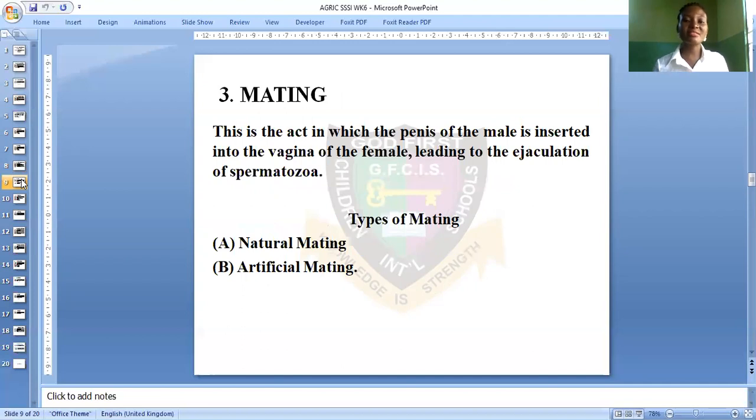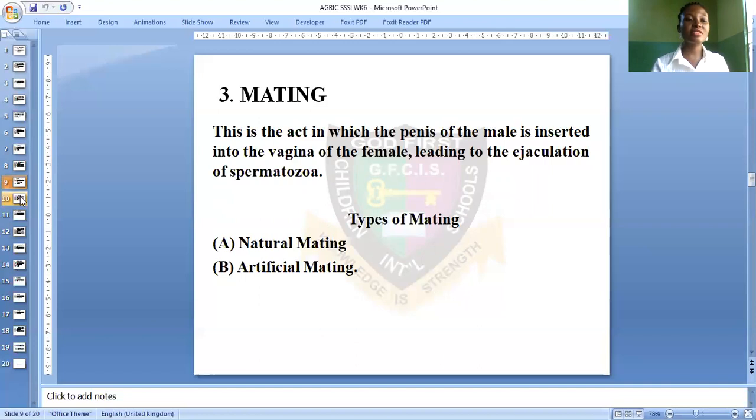The third term is mating. Mating is also called copulating. It is the act in which the penis of the male is inserted into the vagina of the female, leading to ejaculation of spermatozoa. When the penis of the male farm animal is inserted into the vagina of the female farm animal, there will be release of the sperm cell. Here we have two types of mating: the natural mating and the artificial mating.